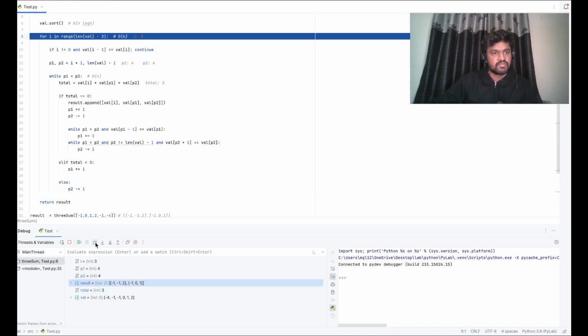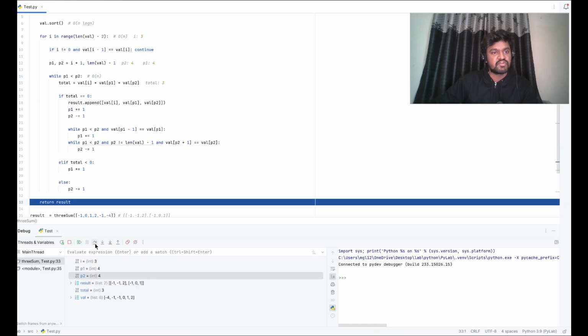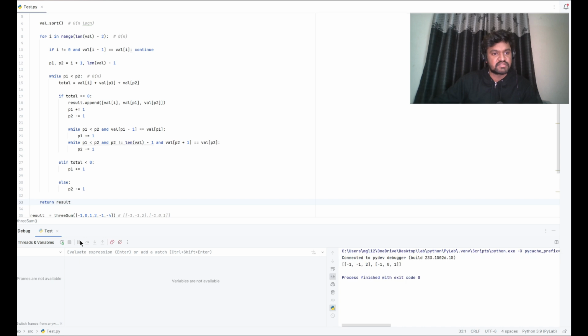Now when we execute it, actually we couldn't execute it because we already reached it. P1 and P2 are both not satisfying the while loop condition, so we are going out of the while loop. Then we take the next index from the for loop, and the for loop also cannot move anywhere. It's already reached the position. Now we are returning the result.